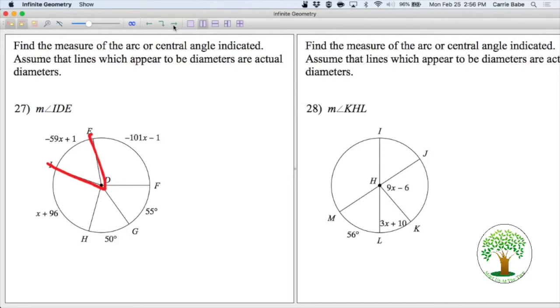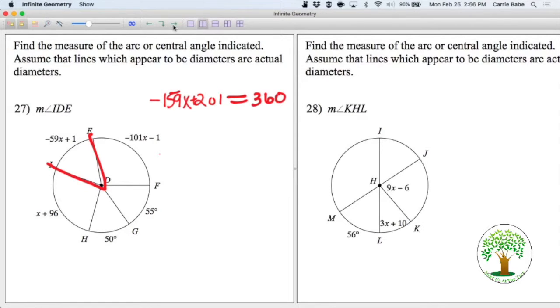So I might add up all the numbers out here, like the -1, the 1, the 96, the 50, and the 55. I might add those up and write those down. The -1 and 1 cancel each other out, so then 201. So 201, and then add all the x's up: -101, -59, and +1. I got -159. Does that make sense to you?